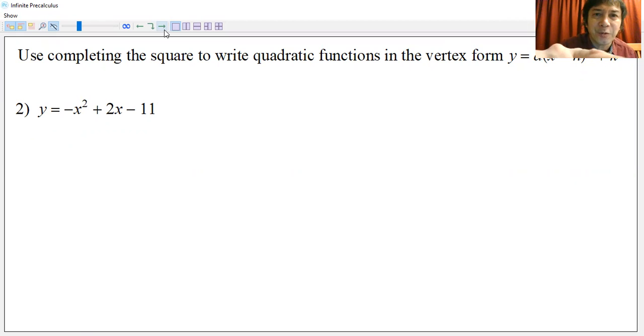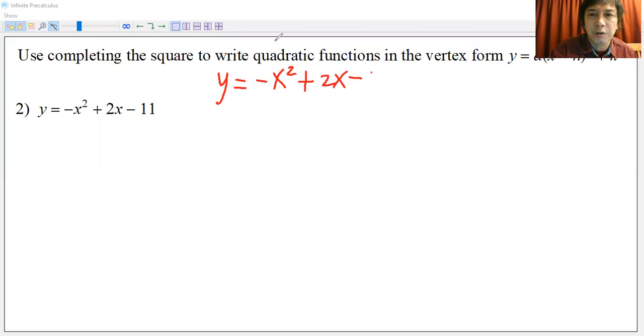Okay, so we have the given equation, y is equal to -x squared plus 2x minus 11. The technique in completing the square is to take note of the coefficient of the x squared, and whatever that is will be used as the common factor. For this equation we have the -1, and that represents the small a. So y is equal to -1, and we have the x squared.